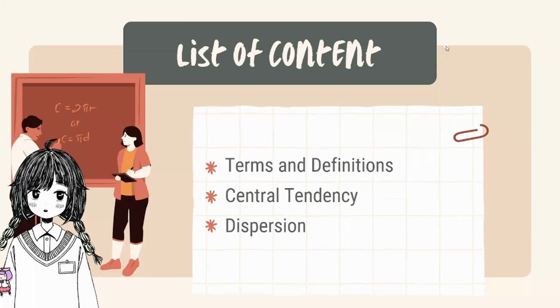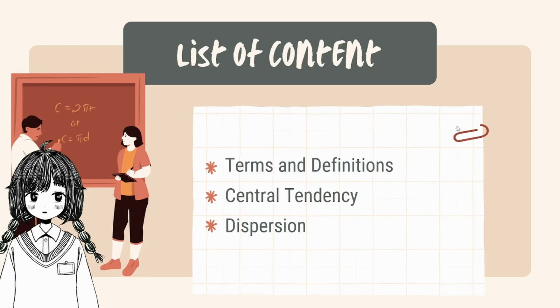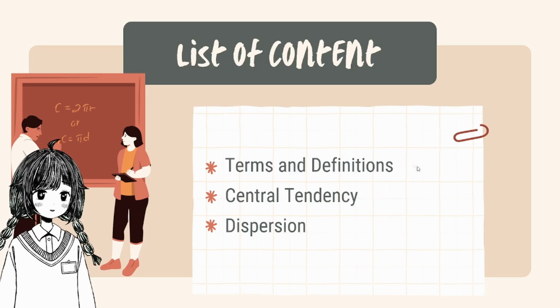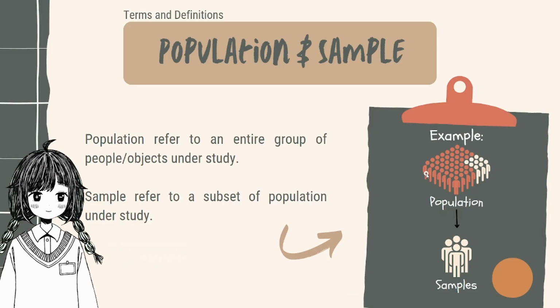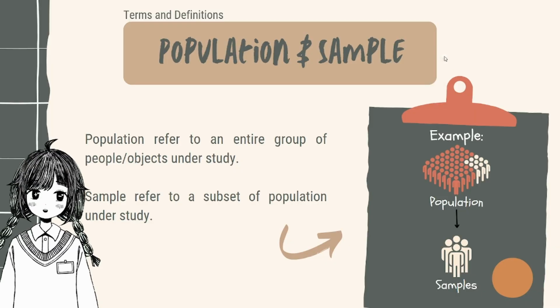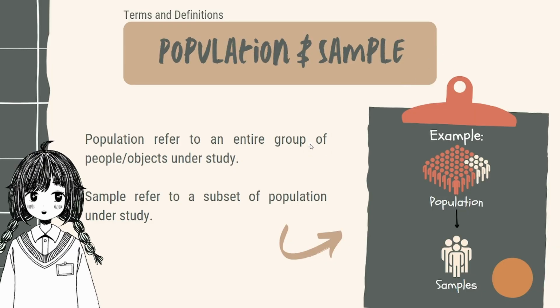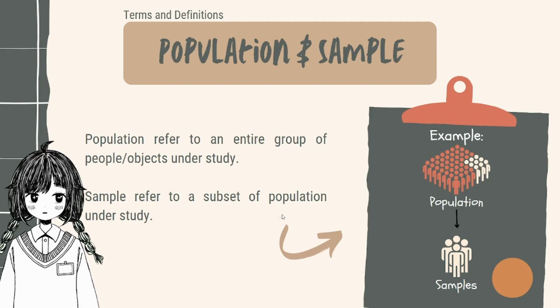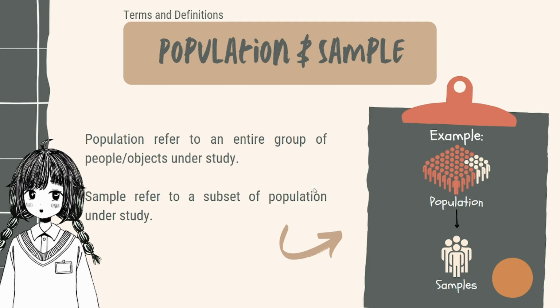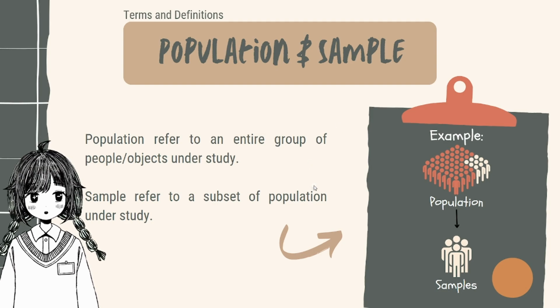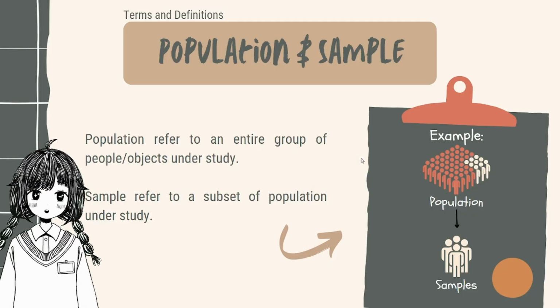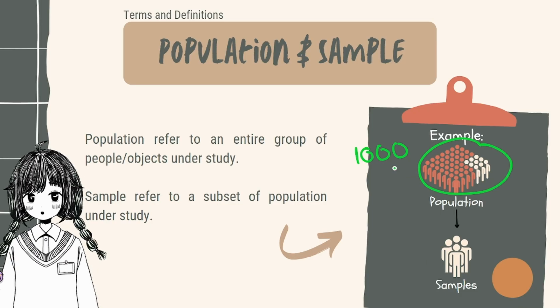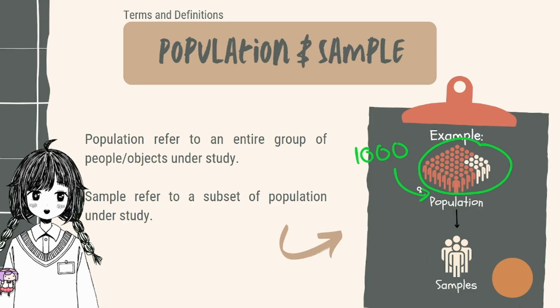We see the list of content for these topics. We start with terms and definitions. So there's population and sample. Population refers to an entire group of people or objects under study, while the sample is a subset of the population taken under study. So for example, let's say there's like 1,000 students at a university. This is what we call the population.